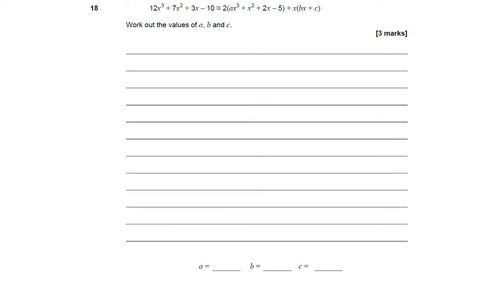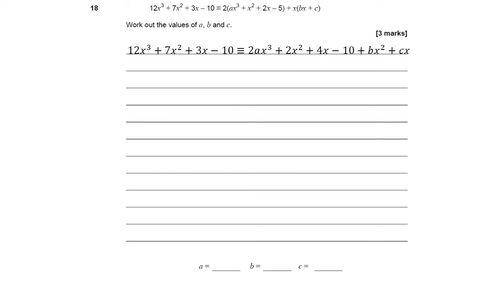For question 18, we're given that 12x cubed plus 7x squared plus 3x minus 10 is identical to 2 lots of open brackets ax cubed plus x squared plus 2x minus 5, close brackets, plus x lots of bx plus c. We need to work out the values of a, b and c. So the first thing we're going to do is to simplify that right-hand side and bring our like terms together.